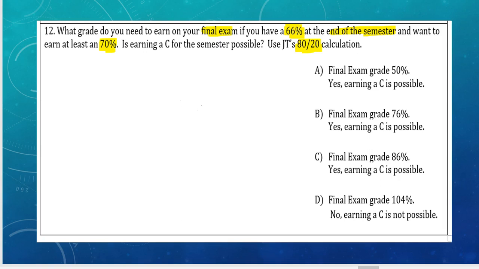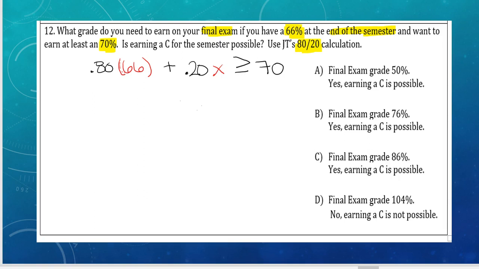So we know that 80% of our grade is 66%. We need to add to it 20%, which is our final exam grade that we don't know. So I'm going to let X represent my unknown final exam grade. And our goal is to get at least, so greater than or equal to, a 70%.